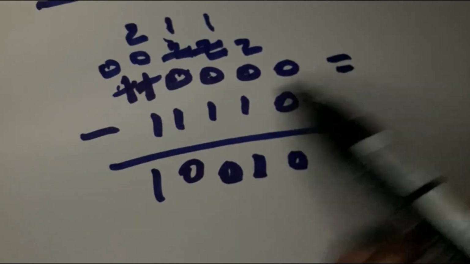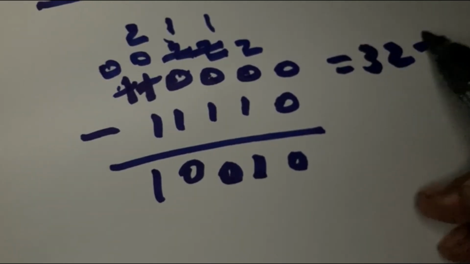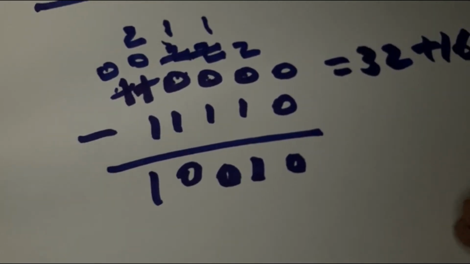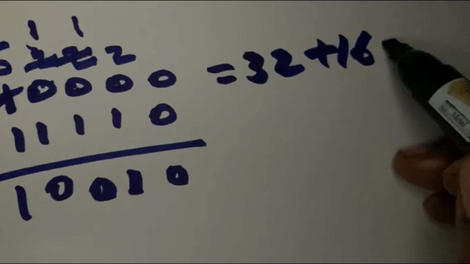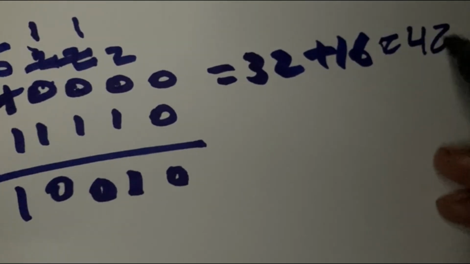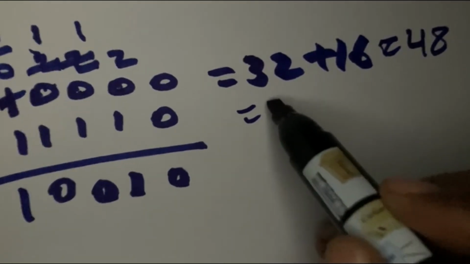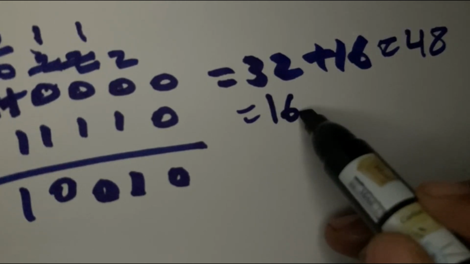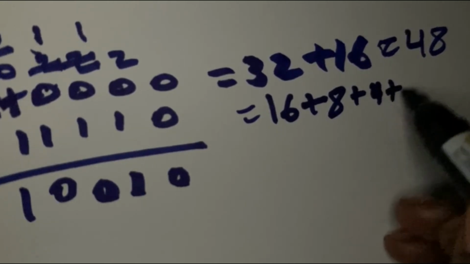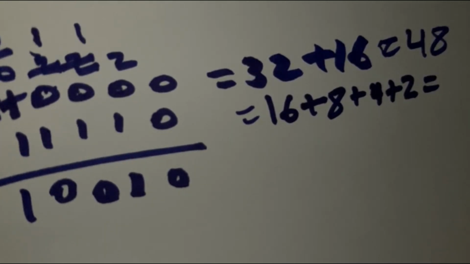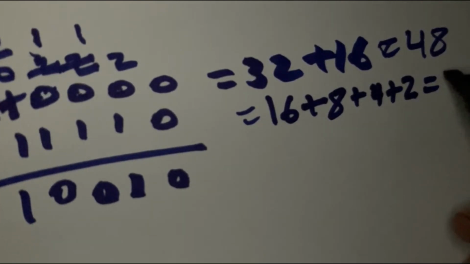Therefore, to make sure, 1 1 0 0 0 0 means 32 plus 16, which will be 48. 1 1 1 1 0 is the same as 16 plus 8 plus 4 plus 2, which is 30.